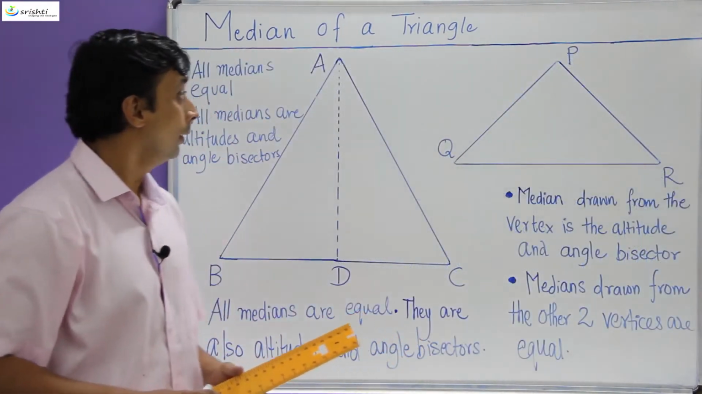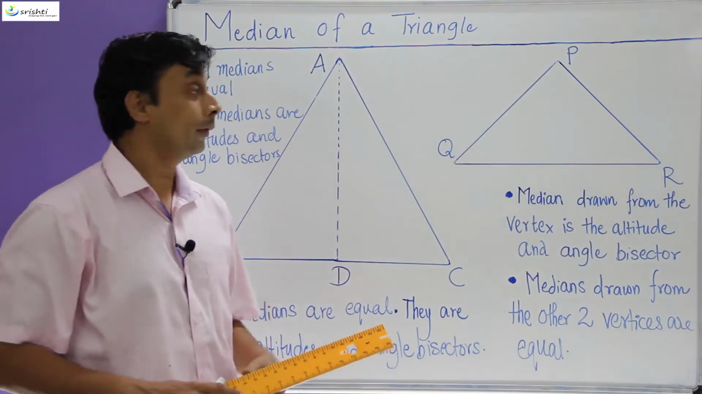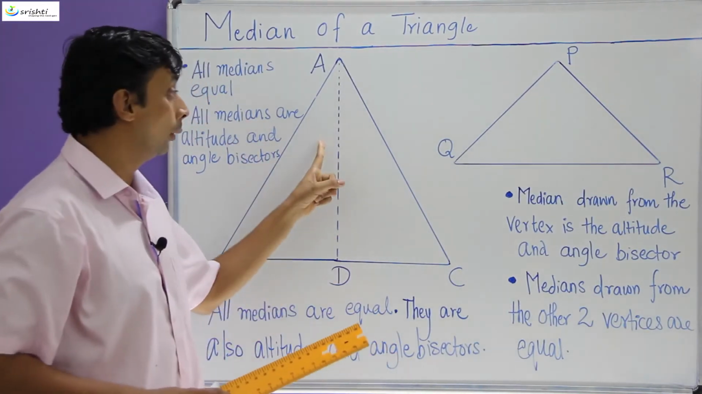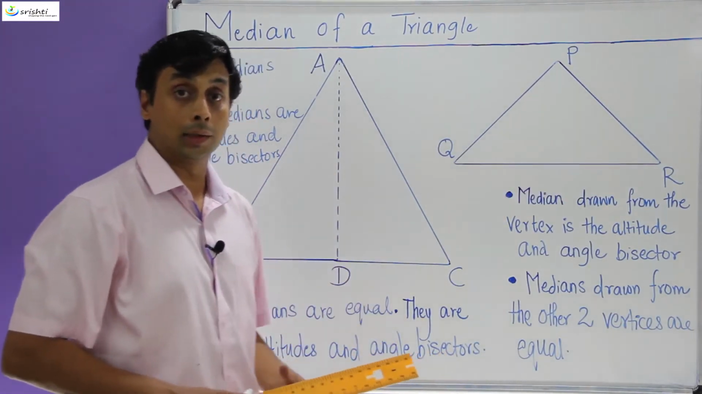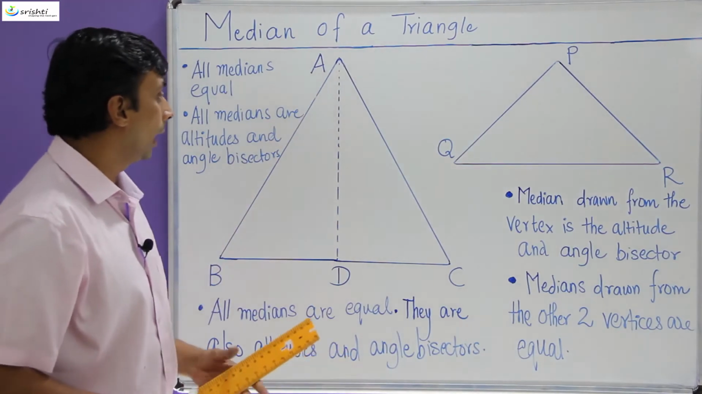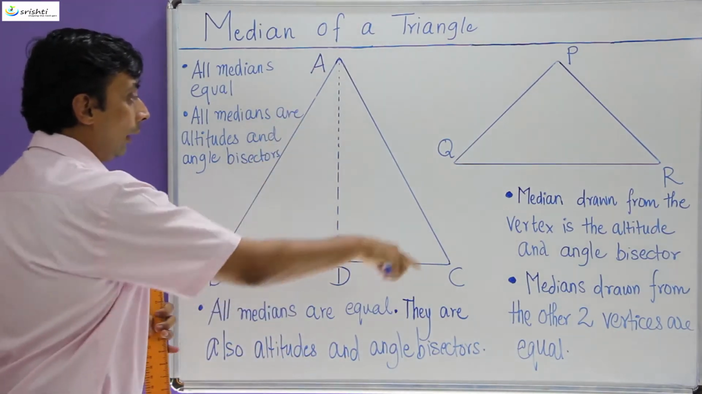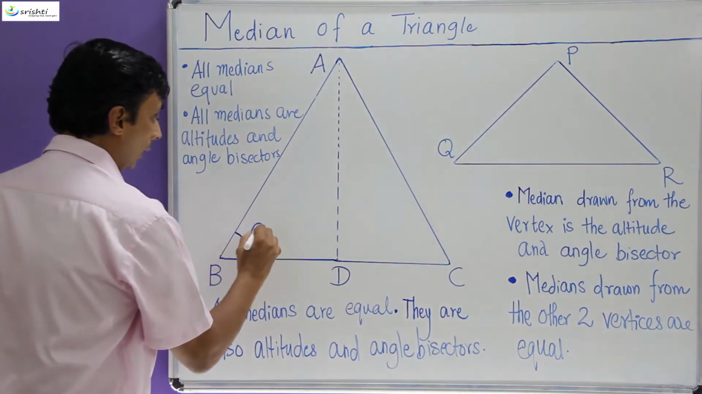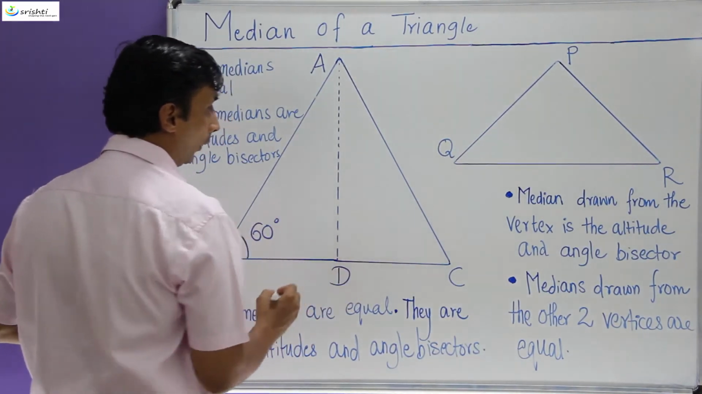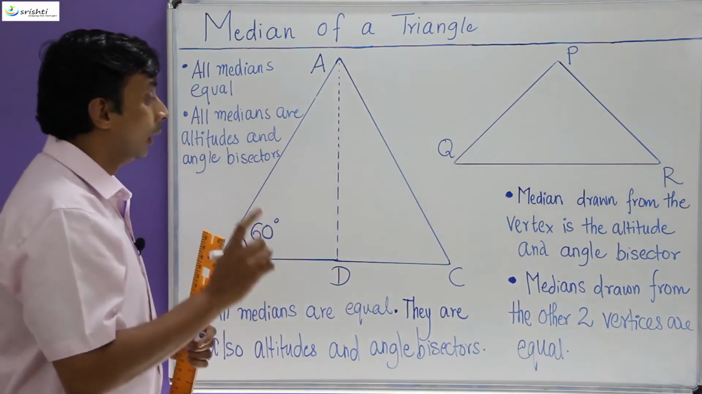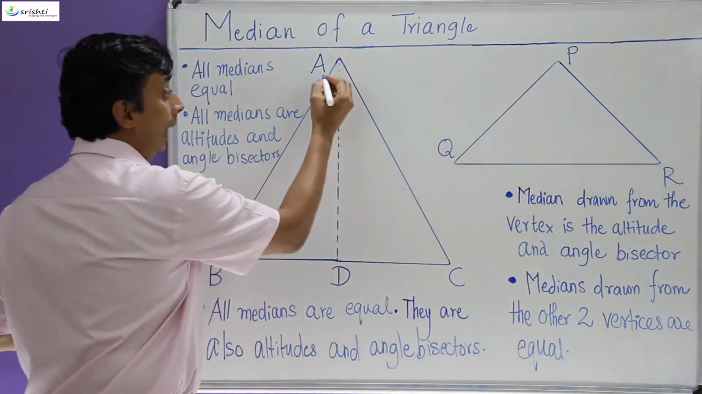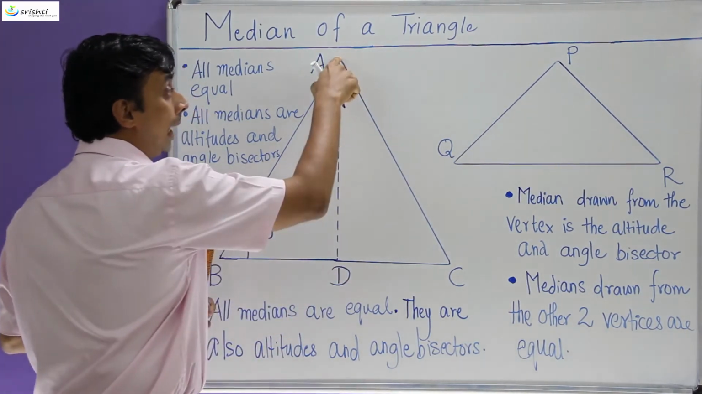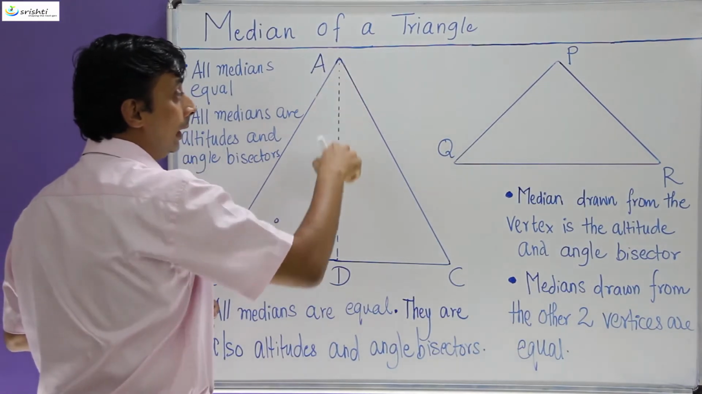So in this section, we are going to deal with the medians of two triangles. One is equilateral and the other is isosceles. In case of an equilateral triangle, I have drawn an equilateral triangle here, triangle ABC. We know that each angle measures 60 degrees because that is the property of an equilateral triangle. Now angle A is also 60 degrees. I plan to bisect this particular angle A.